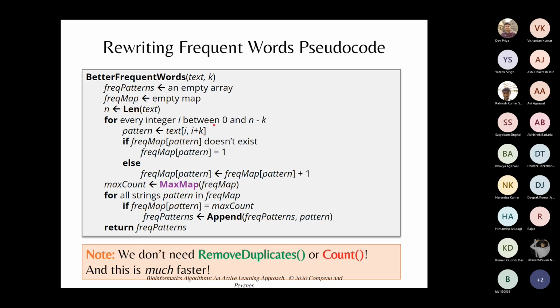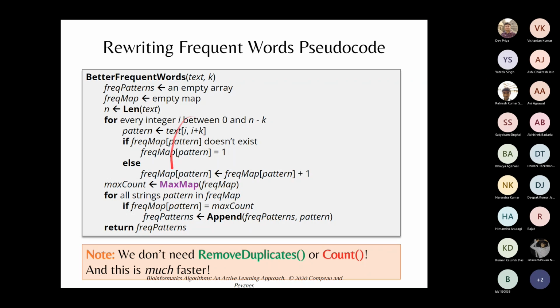Now for every integer between 0 and n minus k, you extract the text from i to i plus k. That's your pattern. And now you initialize your map if this pattern has not been seen before. So for that particular k-mer, the value becomes 1. If that pattern already exists in your dictionary, then you increment the number of times you have seen that pattern, because the first time you see that pattern the value is 1, and every subsequent time you increment the value. That would mean that you are seeing this pattern again and again.